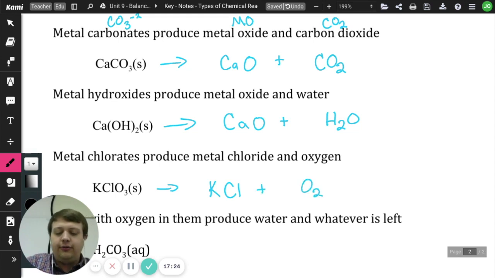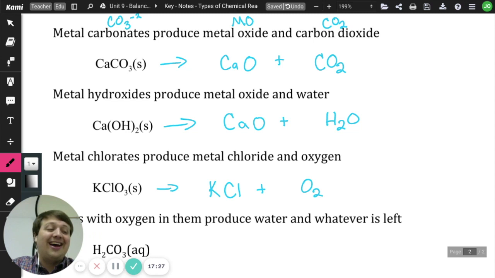And oxygen. Now looking at this, this does not go ahead and balance out, so we would need to go back in and balance this. It's going to require a 2 right here, a 2 right here, and a 3 over here.